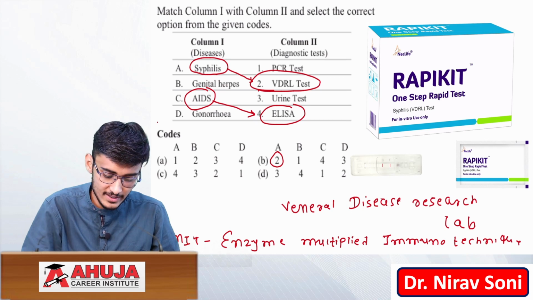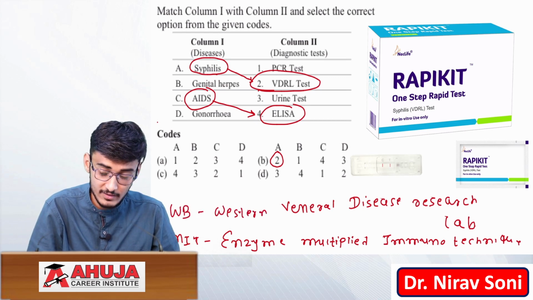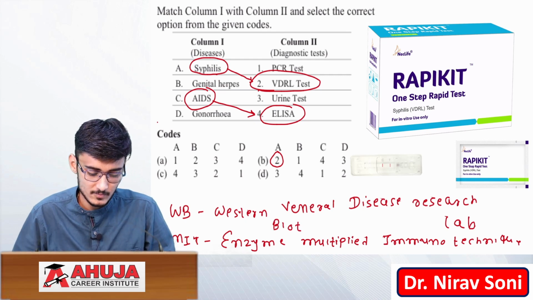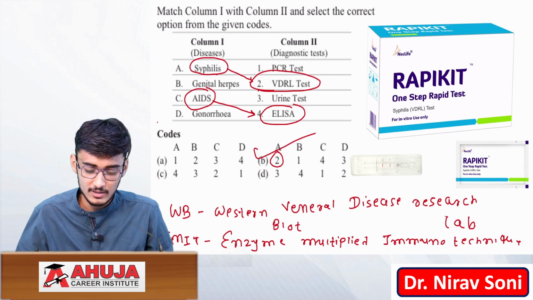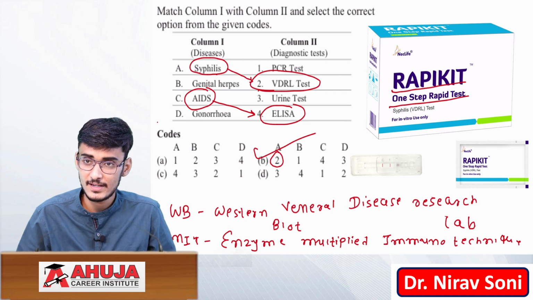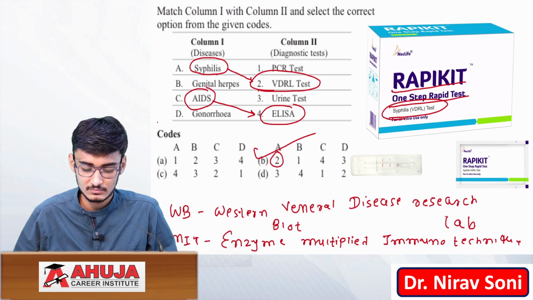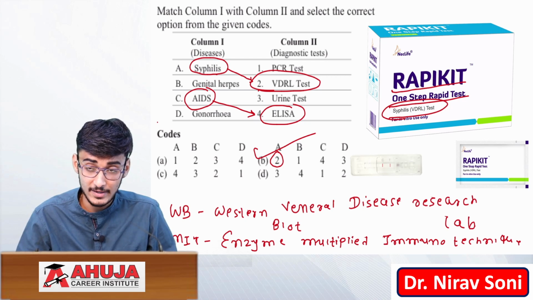And also the WB test, Western blot technique, for identification of AIDS. The option B should be right over here. You can see the rapid kit test, rapid test, syphilis VDRL test in the given figure. This is called RPR, rapid identification test, rapid antigen test, RPR.